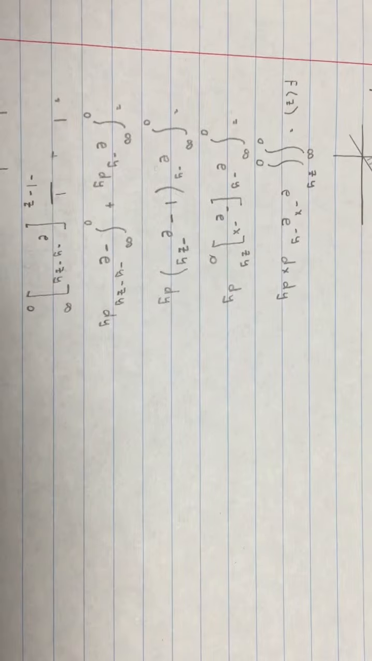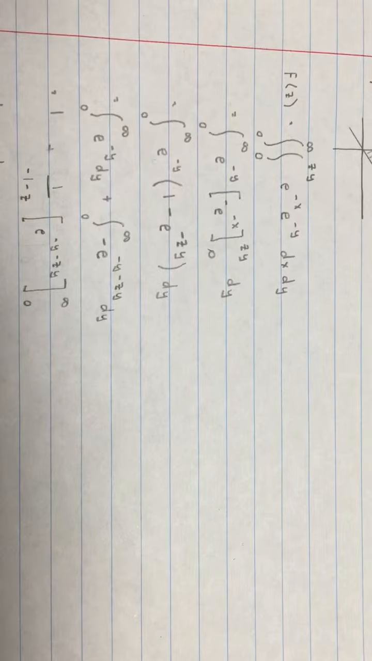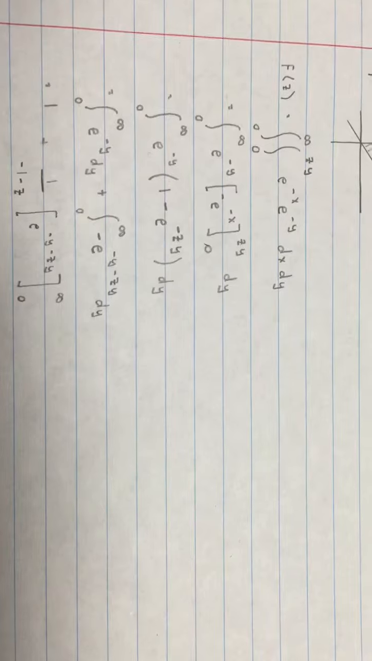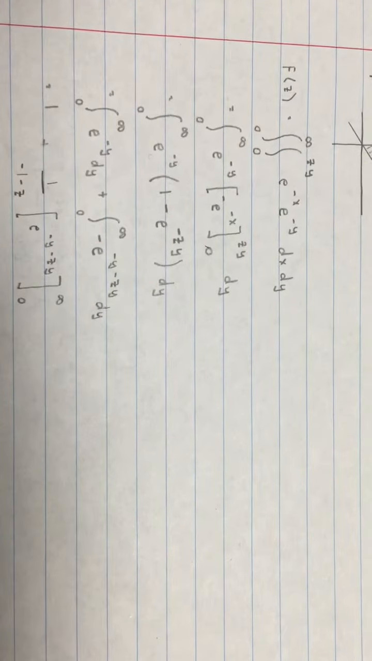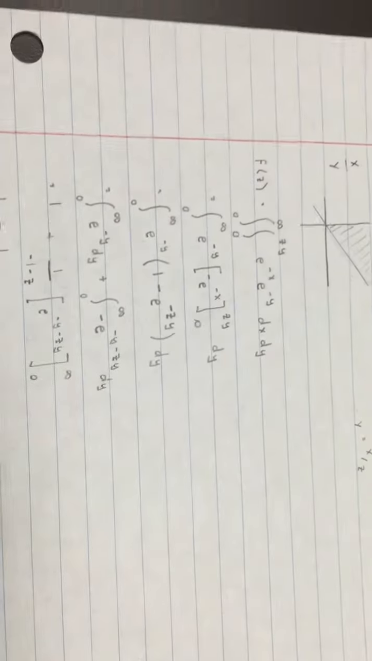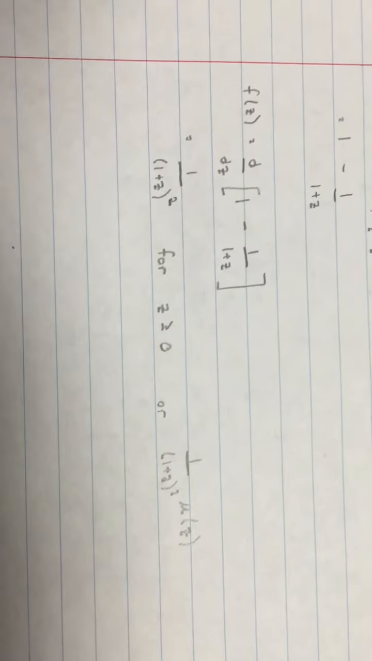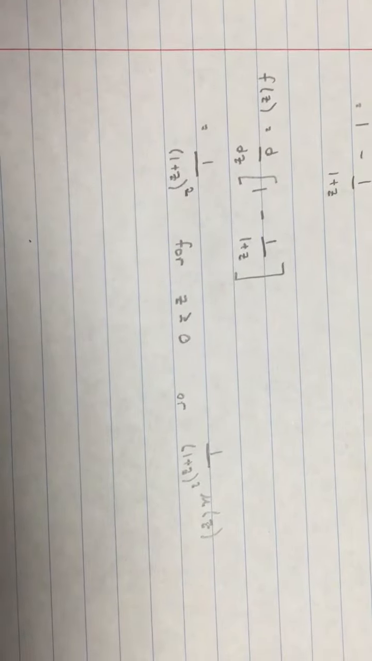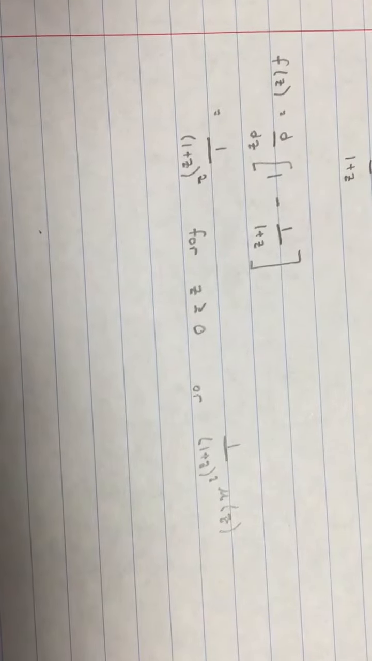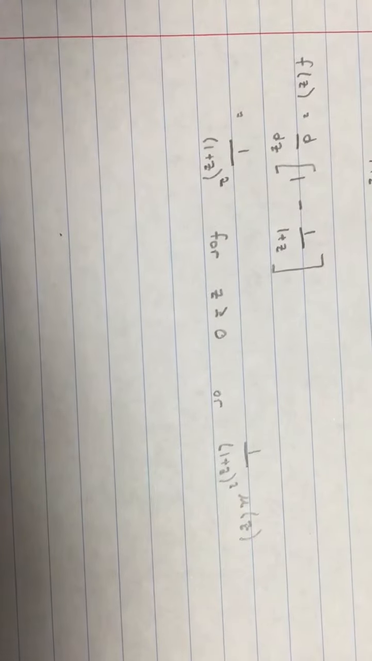And at infinity, that term becomes 0 because it's 1 over an incredibly large number. And at 0, it becomes 1 because e to the 0 becomes 1. And so we get big F of z is equal to 1 minus 1 over 1 plus z. And so the density function of z is equal to the derivative of the mass function of z. So the derivative of 1 goes to 0, and the derivative of negative 1 over 1 plus z is equal to 1 over 1 plus z squared.